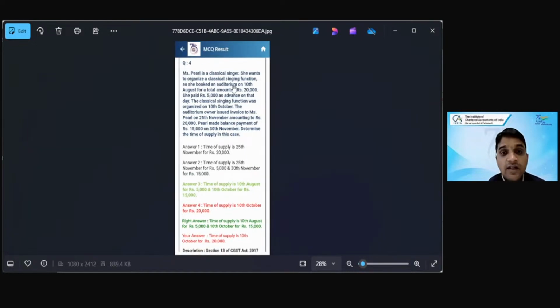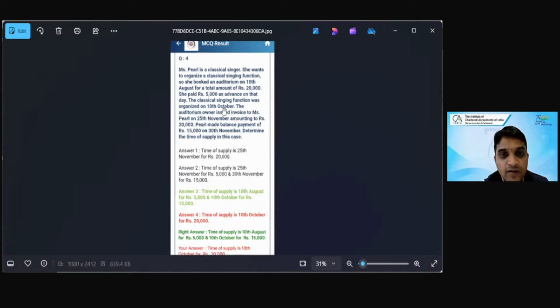She wants to organize a classical singing function. So she booked an auditorium on the 10th of August. When was the booking date? It was on the 10th of August. She has booked it for a total amount of 20,000 rupees. She paid rupees 5,000 as advance on that day. The classical singing function was organized on 10th of October.